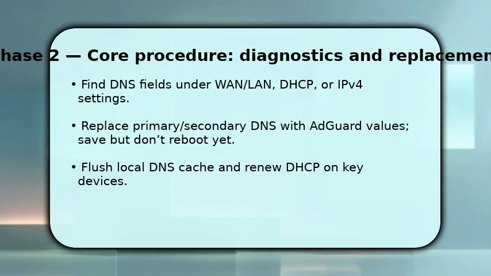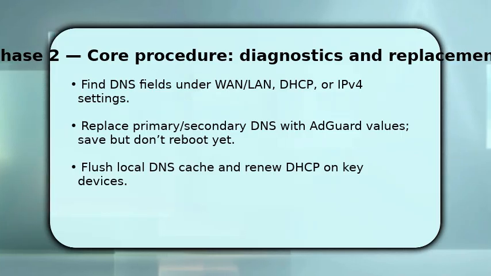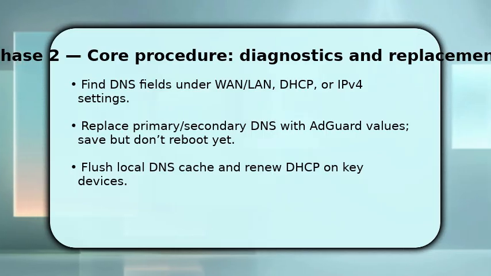You now perform the detailed change. In the router's WAN or DHCP page, paste Adguard primary and secondary DNS into their respective fields. If your device uses IPv6, include the IPv6 Adguard addresses. Then save the settings. Some routers apply instantly, others require a restart.